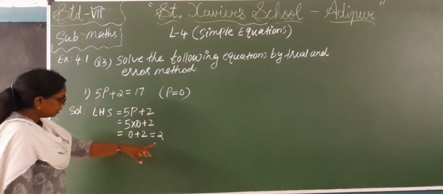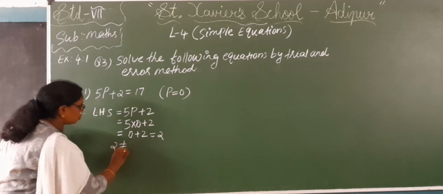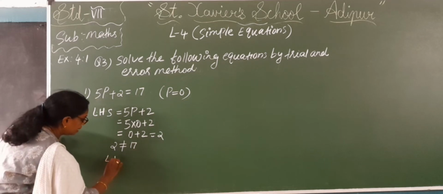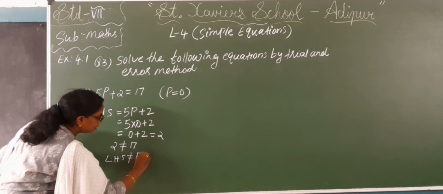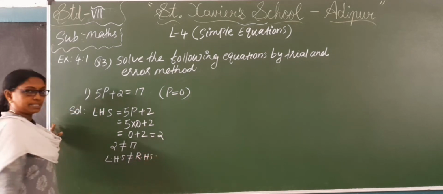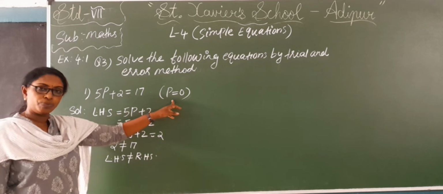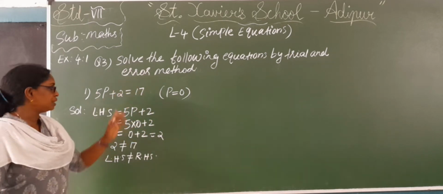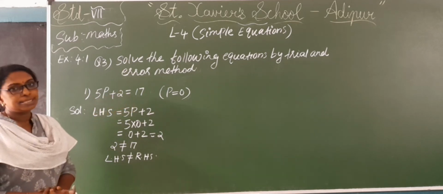So, what is the LHS? LHS is equal to 2. 2 is not equal to RHS. Okay, LHS not equal to RHS. The value p is equal to 0 is not a solution to the given equation.